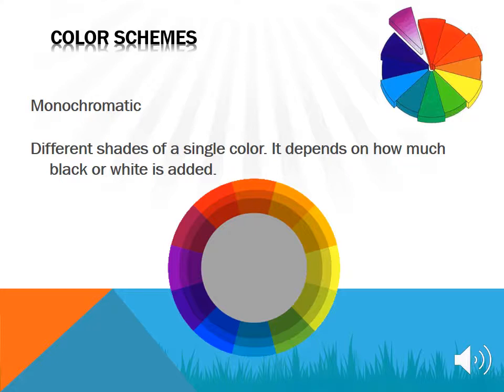A monochromatic color scheme is composed of different shades of a single color. It depends on how much black or white is added.